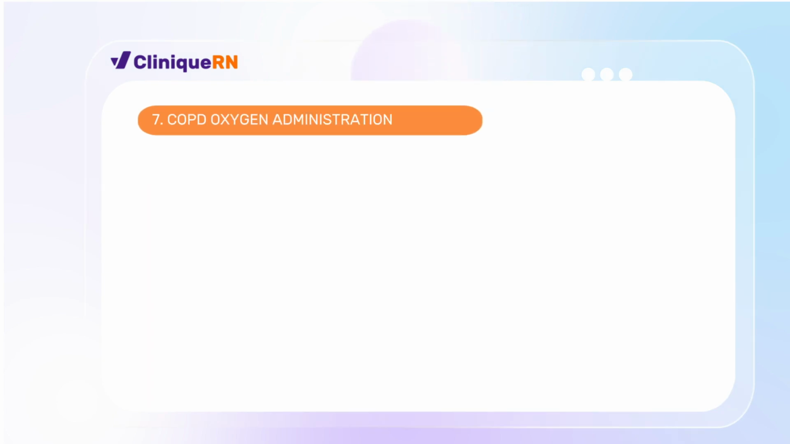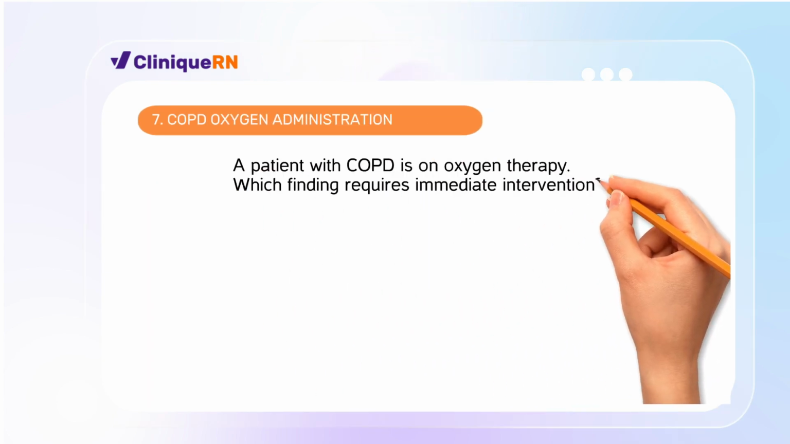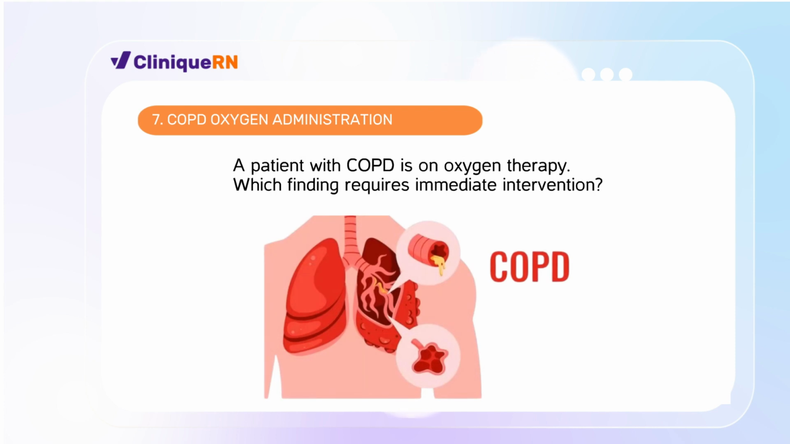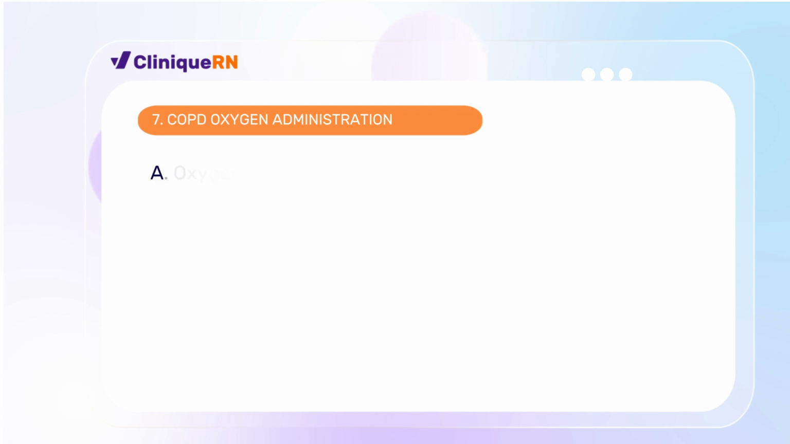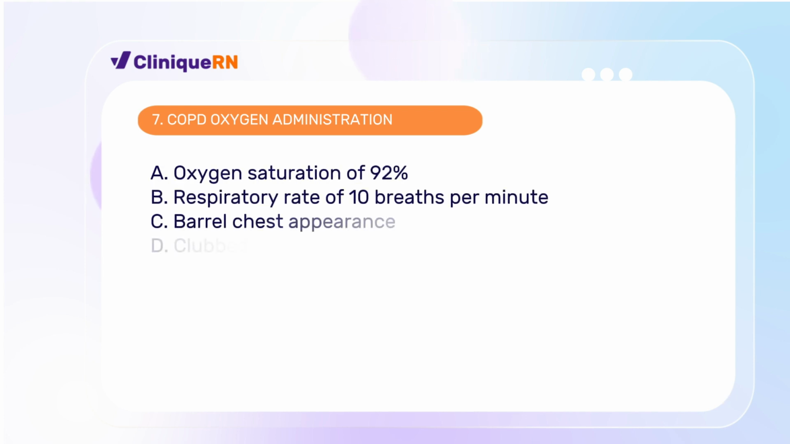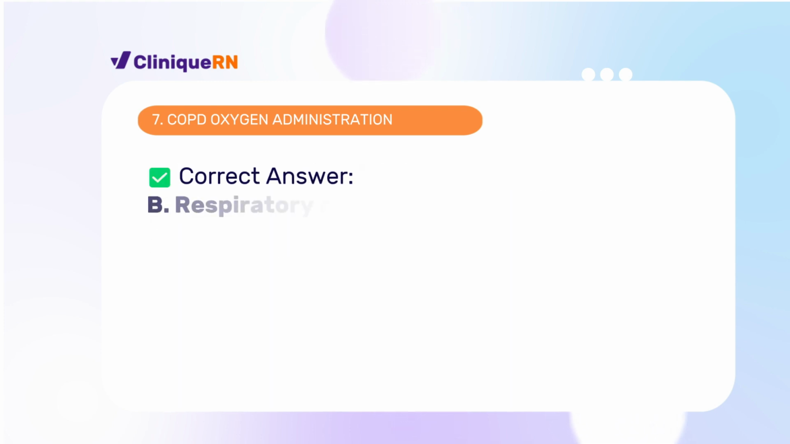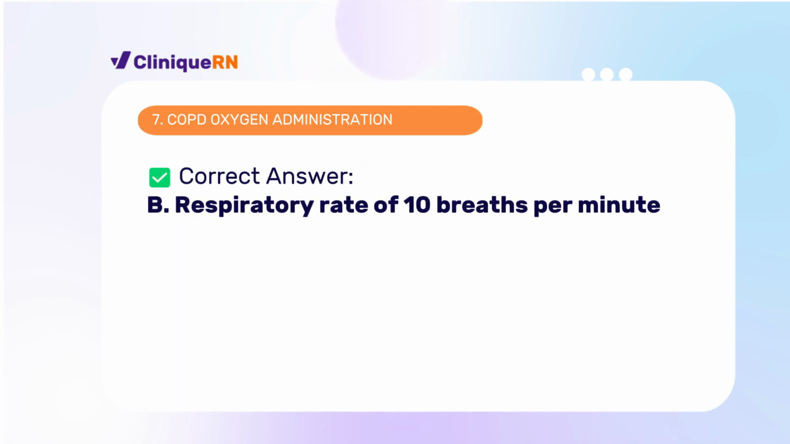7. COPD oxygen administration. A patient with COPD is on oxygen therapy. Which finding requires immediate intervention? A. Oxygen saturation of 92%. B. Respiratory rate of 10 breaths per minute. C. Barrel chest appearance. D. Clubbed fingers. Correct answer: B. Respiratory rate of 10 breaths per minute.